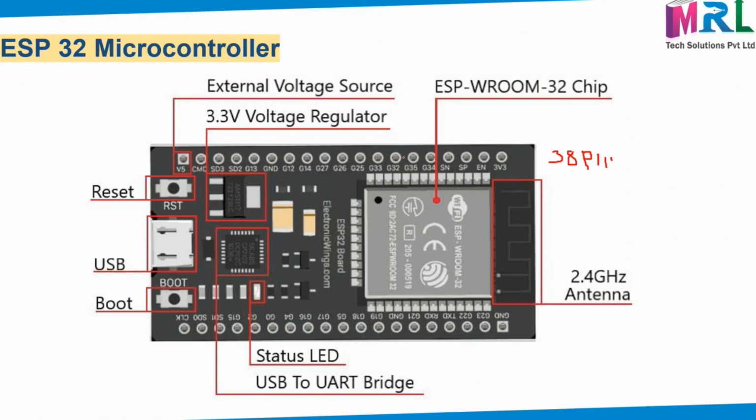Each pin has multiple and different functions. This is the voltage regulator for the power supply, because we need 5 volt or in some cases 3.3 volt. That will be provided by the voltage regulator, and you can also take external voltage. This is the USB, through which you connect with your computer. And then this is boot, and this is the antenna, through which you can have the Bluetooth and Wi-Fi connection.